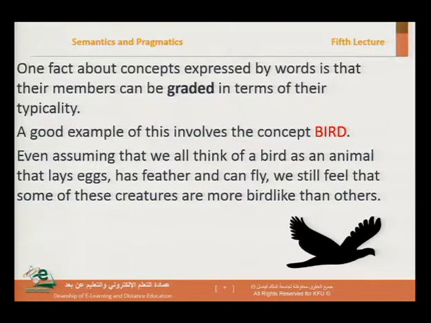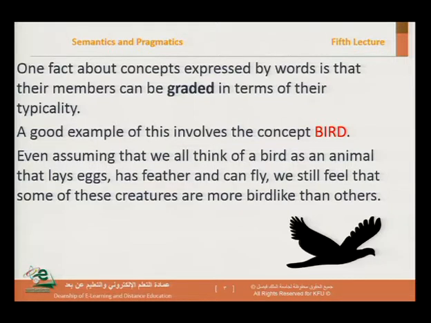One fact about concepts expressed by words or phrases is that their members can be graded in terms of their typicality. Okay? What does that mean? Let me explain this with an example. A good example of this involves the concept bird. Bird. Okay, so bird is a concept. We all know birds. We all can think about examples of birds, right?